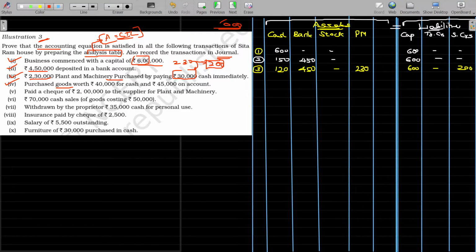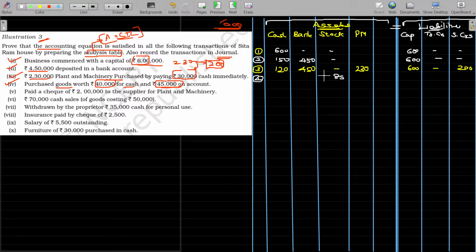Purchased goods worth rupees 40,000 for cash and 45,000 in account. So in total, we have purchased 40 plus 45, 85,000 rupees of stock, increasing. So now I have to add that to the stock account. The stock account exists at zero balance. Now 40 plus 45, 85 rupees worth of stock is increasing.